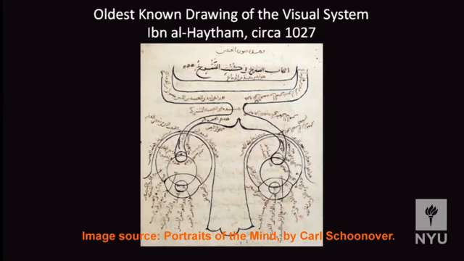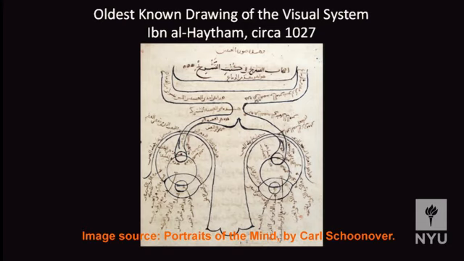So we're going to start with some of the early pictures. This is just a quick overview, but anybody interested, I'd really recommend that you check this book out. Here is a picture, a reproduction of the oldest known drawing of the visual system from 1027. This drawing was made in Cairo. And what we're looking at here is a picture of the eyes.